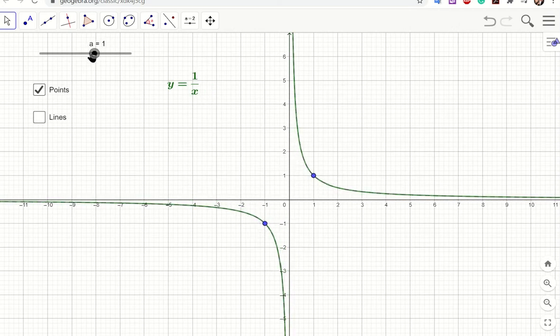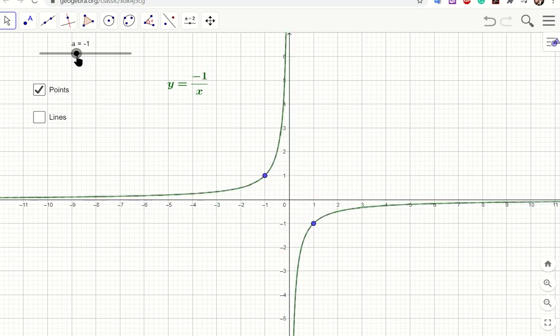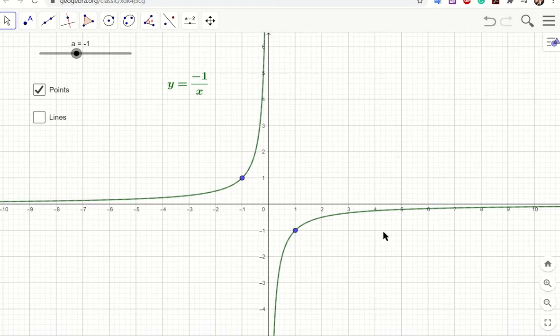So hopefully you're going to be able to guess what's going to happen when a is negative. So for example, if a is minus 1, when x is positive 1, y is equal to minus 1 divided by 1, which is minus 1. So let's look at that. And sure enough, we're going to see that the positive values of y that were here flip to negative values of y, which are here. And where the negative values were, they flip to where the positive values are now.